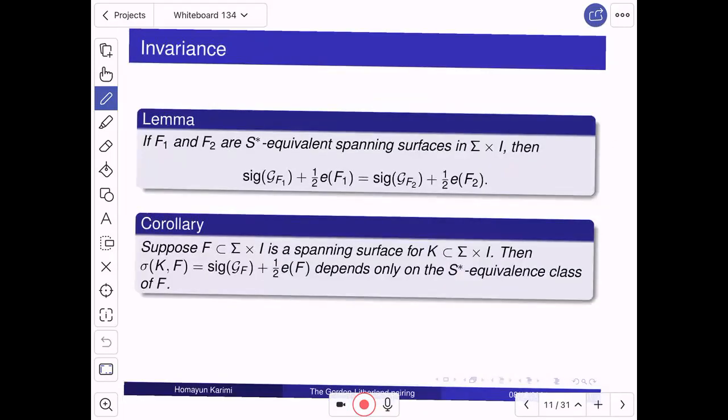Now, the first thing that you can show is that if you have two surfaces F1 and F2, and they are SSR equivalent spanning surfaces, then this quantity that we defined, signature plus the correction term, is equal for both of them. So as a corollary, if F is a spanning surface for a knot K, then this signature that we define, namely the signature of the Gordon-Litherland pairing plus the correction term, depends only on the SSR equivalence class of F.